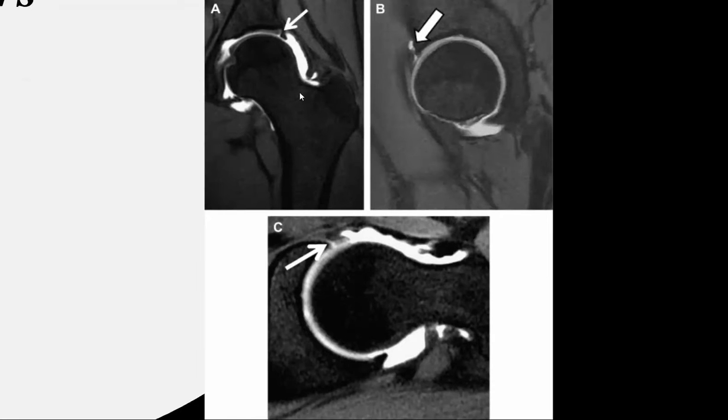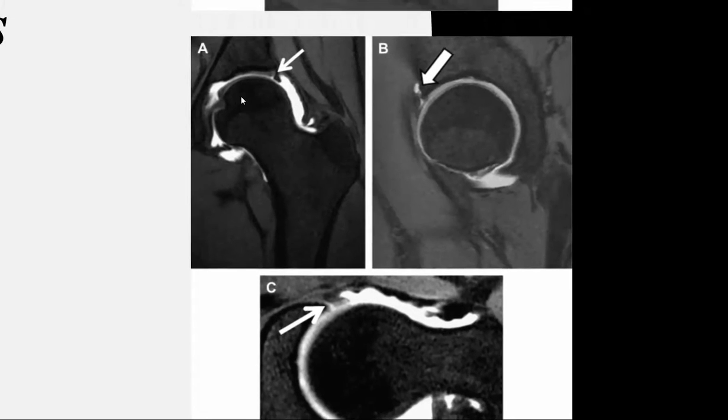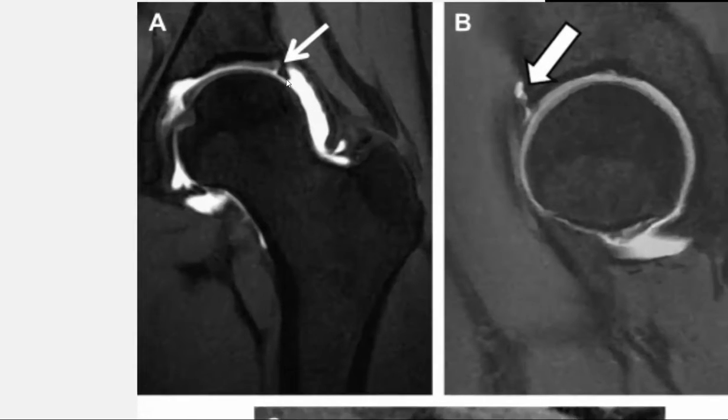Now let's orientate ourselves to this image here. So this A again is a coronal image. B is a sagittal, C is an axial. Fat suppressed, we know that there's intra-articular contrast. So once we've got our orientation, we know our anatomy, we can concentrate on the labrum.